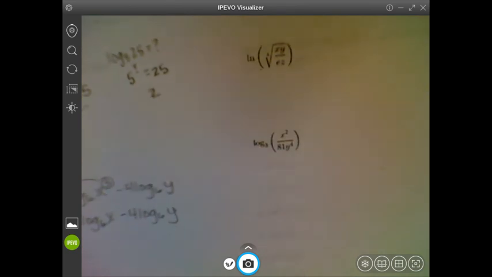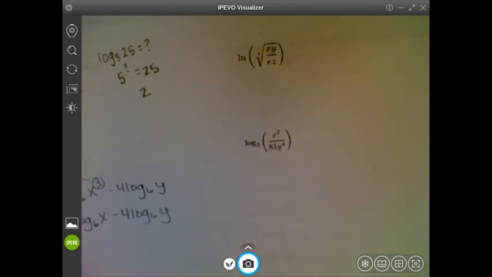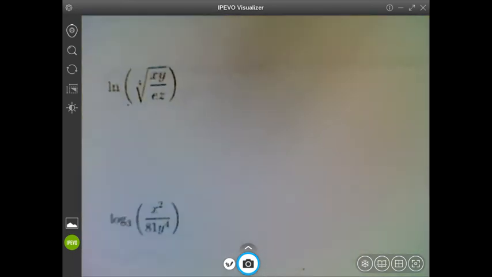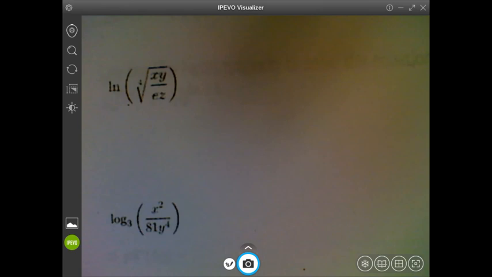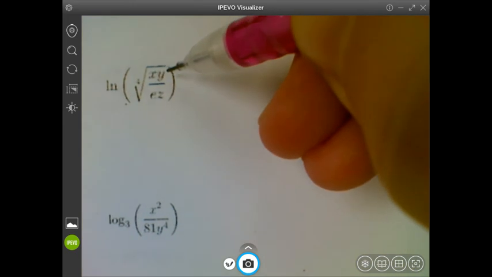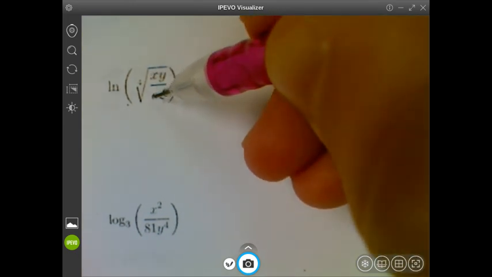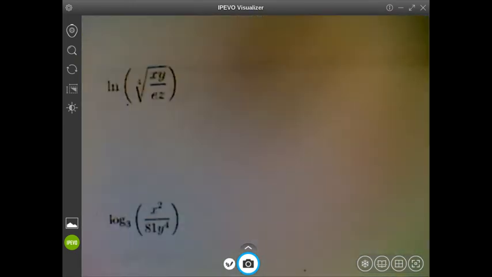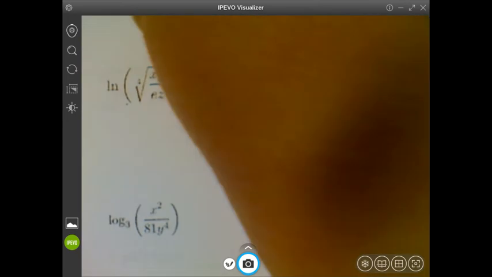All right, it looks like we have just a few more that we can work on doing some expanding with. This next one is a natural log. And so if you remember, a natural log is just a log, but it has a base of e. So it has this special base there, base of e. And then we have a fourth root here. We have xy over ez. And so we're going to start expanding this out.